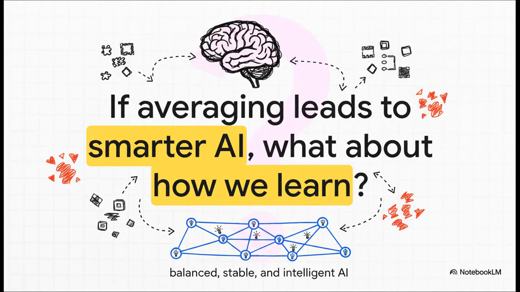And that kind of leaves us with a final interesting thought, doesn't it? If the secret to making AI smarter and more stable is teaching it to learn from the average of many different points of view instead of overreacting to any single one, well, what does that say about how we should probably approach learning too?